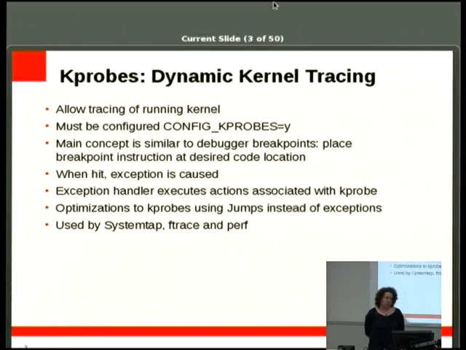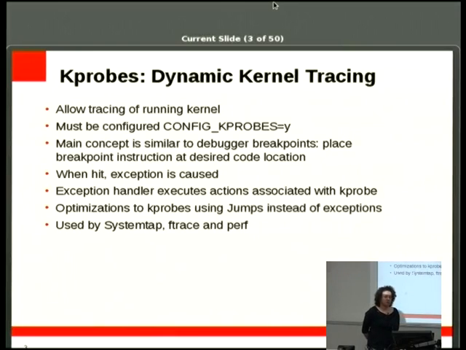You have to configure Kprobes in when you build a kernel, but besides that, you can actually put your trace points anywhere you want. So as I said, similar to debugger breakpoints, you insert a breakpoint instruction at a specific location, and then when the exception is caused, the handler will execute the actions of your probe, which usually are collecting variables and calculations and stuff like that.